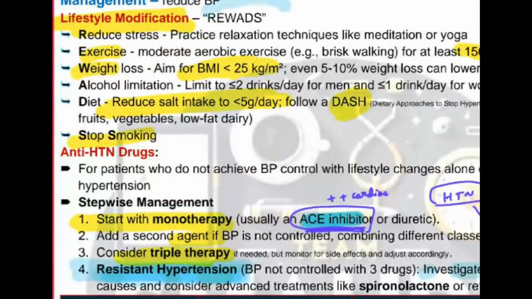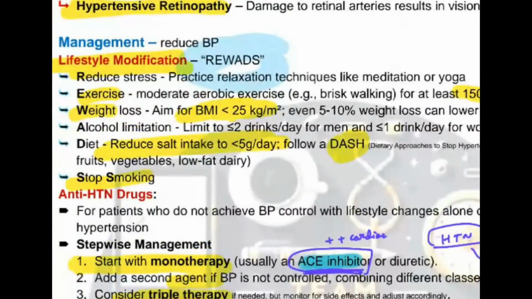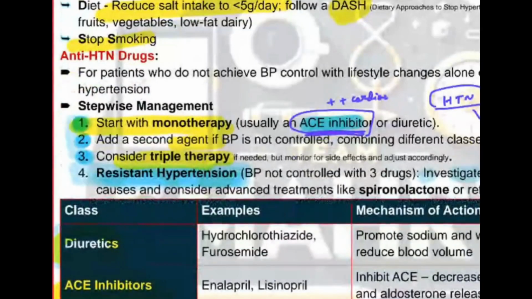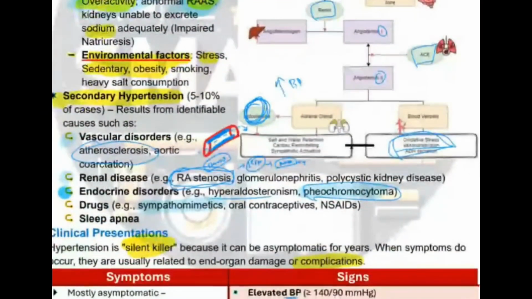Lifestyle modification is REWARDS, mnemonic REWARDS. Antihypertensive drugs you can prescribe only if REWARDS is not working for this patient, or if the patient has malignant hypertension, like severe hypertension disturbing their lifestyle activities. So you start with stepwise management: monotherapy, add one more drug, and if not responding, consider triple therapy. If it is not responding to even 3 medications, then this is a resistant hypertension case. In such patients, you look for secondary causes that we already talked about.